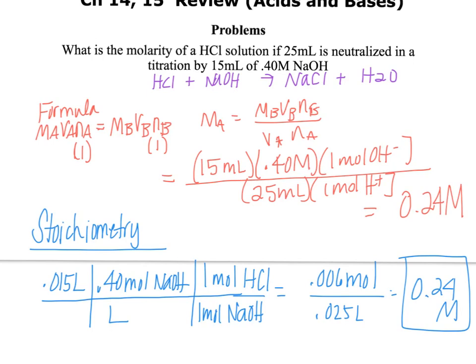You can also do it the stoichiometry way, for those of you that prefer that way. And you end up getting the same answer. You do volume times molarity, and then you do your mole to mole ratio, which in this case is a 1-to-1 ratio. And then when we do that, we get 0.006 moles of hydrogen, or in this case hydrochloric acid, and then we divide it by the volume and we get 0.24 moles. If you do the stoichiometry way, you do need to be in liters and not milliliters, so just keep that in mind. But this is both ways. They will give you the same answer. It's just what your preference is.